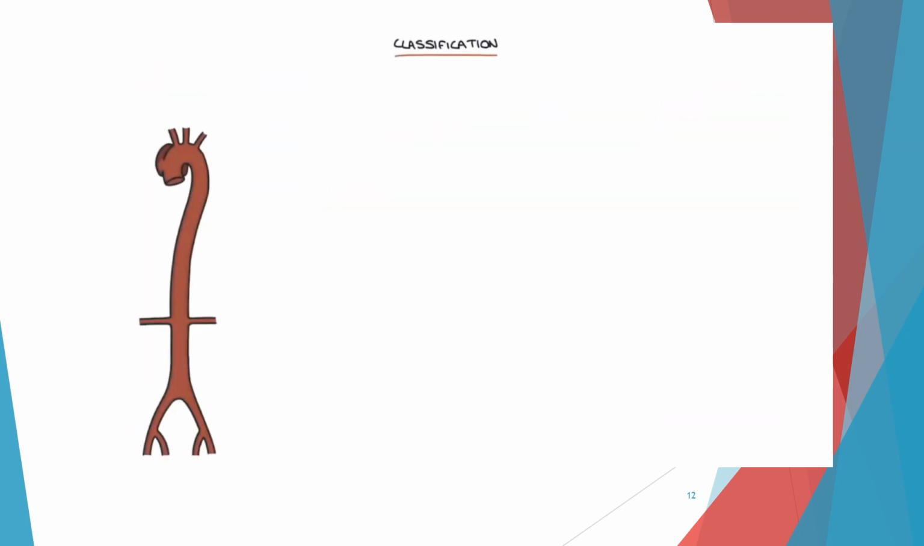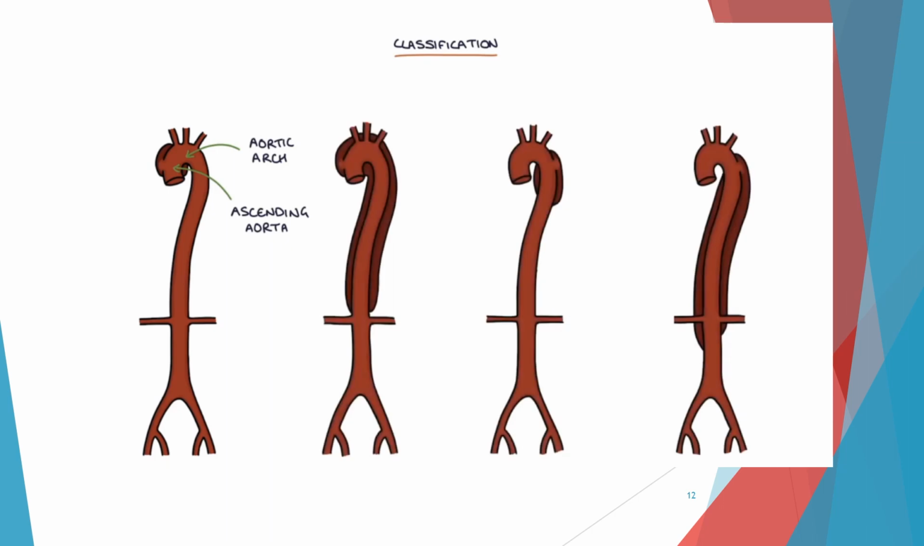Let's talk about the classification. Aortic dissection most commonly affects the ascending aorta and the aortic arch, but it can affect any part of the aorta. The right lateral area of the ascending aorta is the most common site of a tear in the intima layer, as this is under the most stress from blood being pumped hard out of the heart. There are 2 classification systems: the Stanford system and the DeBakey system.